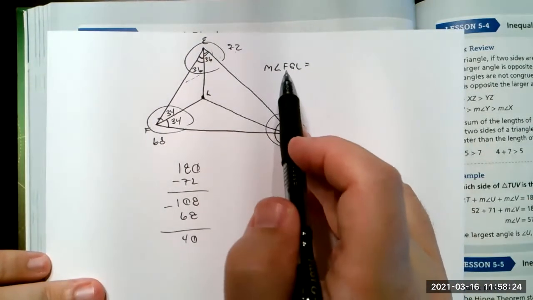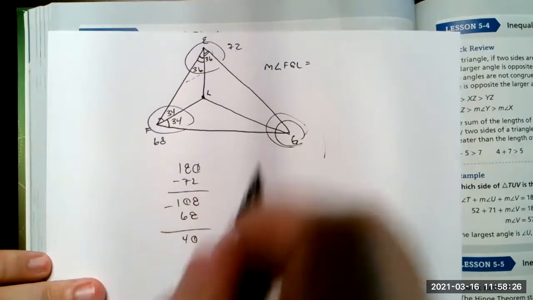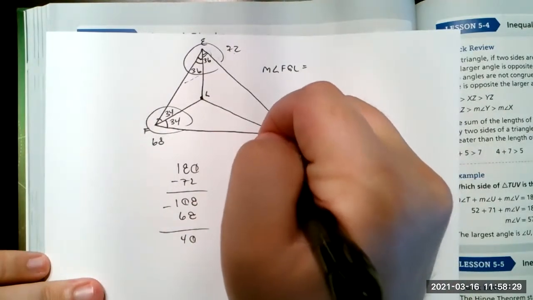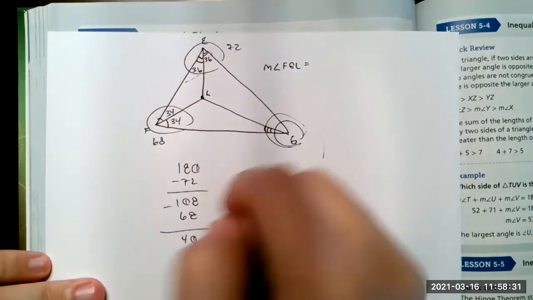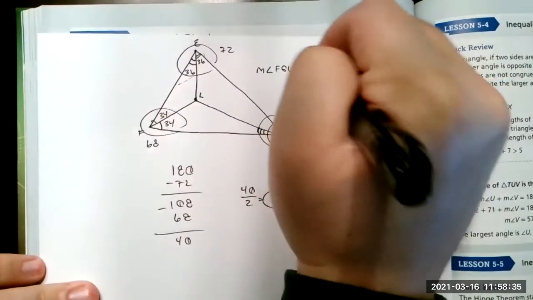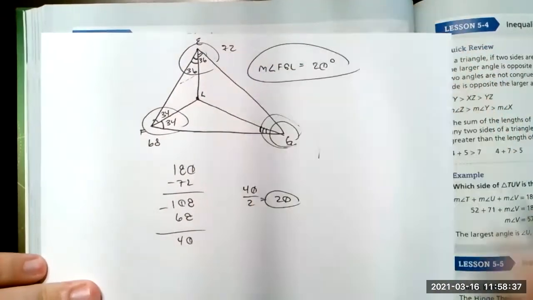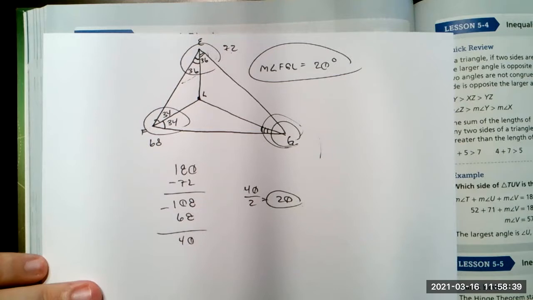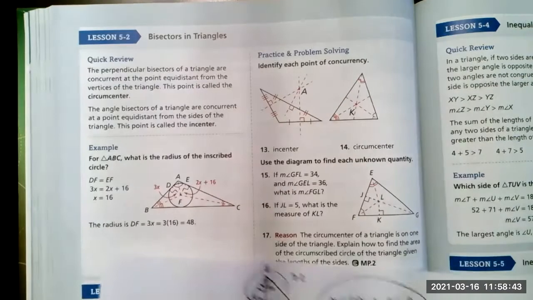The measure of angle FGL. So all you're looking for is 1/2 of that. So 40 divided by 2 is 20. So the measure of angle FGL has to be 20 degrees. So this was number 15.